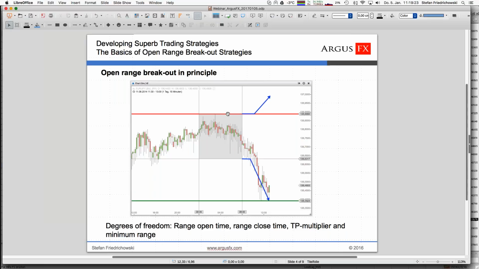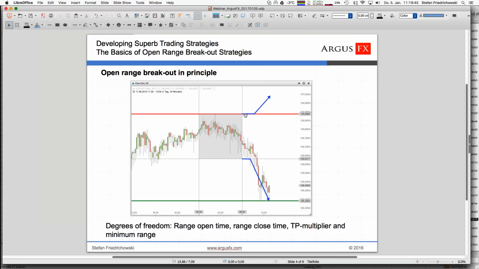And the basics of range breakout trading is simply that whenever we have 8 o'clock in this case, then we place 2 orders. One order is a long order at the upper limit of the range.